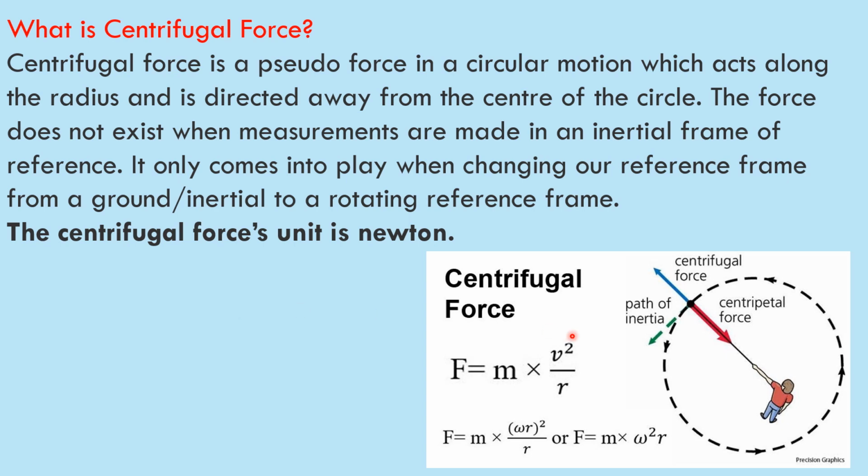Centrifugal force equals m into v squared divided by r. Substituting v equals w into r, we get m into w r whole squared divided by r, where r squared divided by r gets cancelled. Therefore F equals m w squared r. Once again, centrifugal force is a pseudo force in a circular motion which acts along the radius and is directed away from the center of the circle.